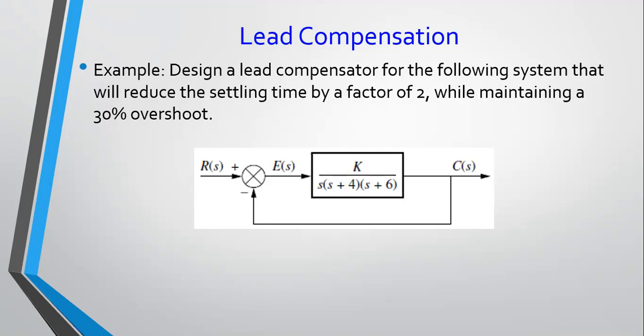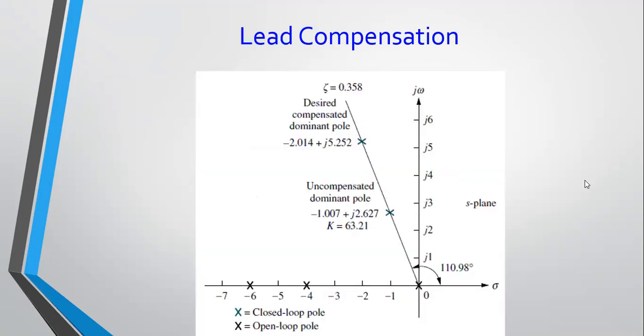So here we want to reduce the settling time by a factor of 2, and we want to maintain a 30% overshoot, which means you want to still operate around the same damping ratio lines. First step, you draw your root locus and then find the point of intersection. That's what we've got here. Next, from this operating point, you find the settling time. From the settling time, you will halve that. You've done all these steps for the PD controller, so I'm skipping them now. So you will halve that.